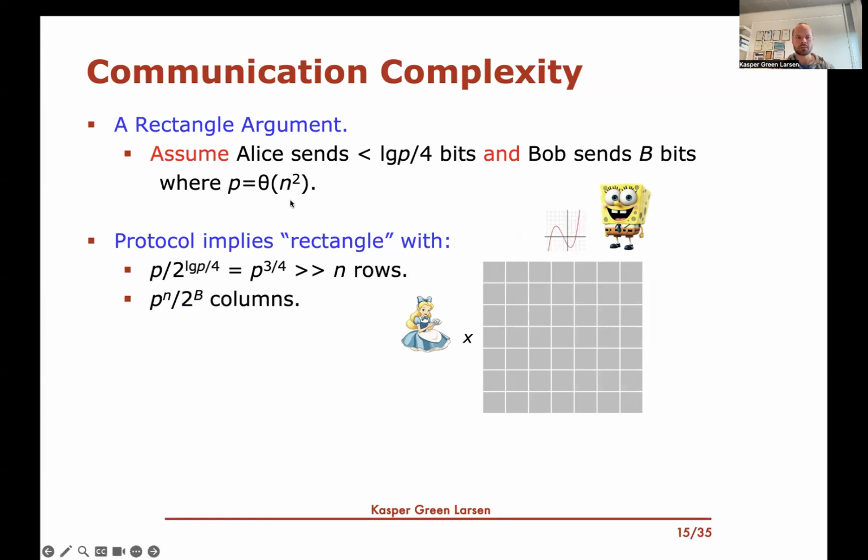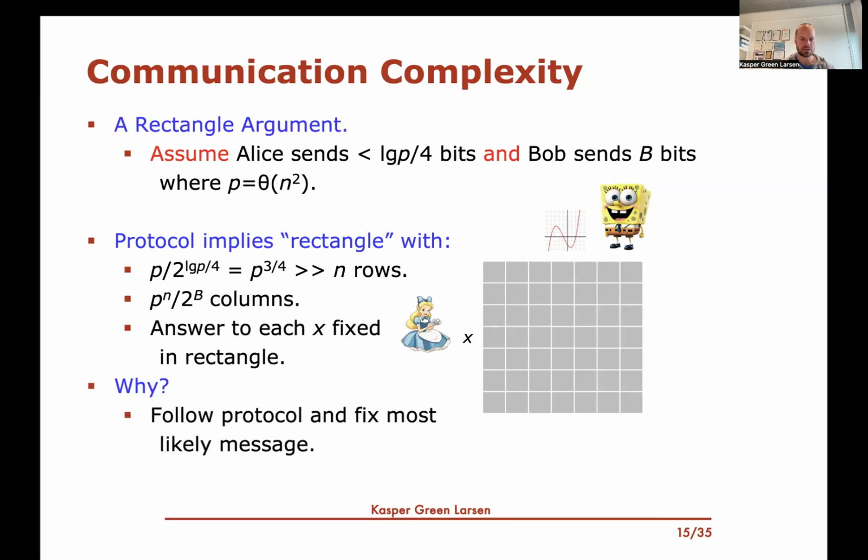And the number of columns is the number of inputs of Bob divided by 2 to the number of bits that he is sending. And inside this rectangle that we're going to zoom in on, the special property is that the answer to every query of Alice is fixed inside the rectangle. So it's the same answer for all of these columns of Bob. So let me try and visualize this.